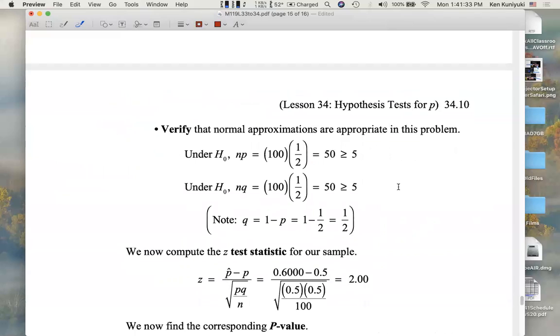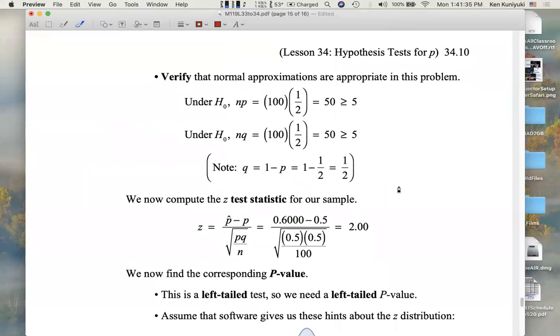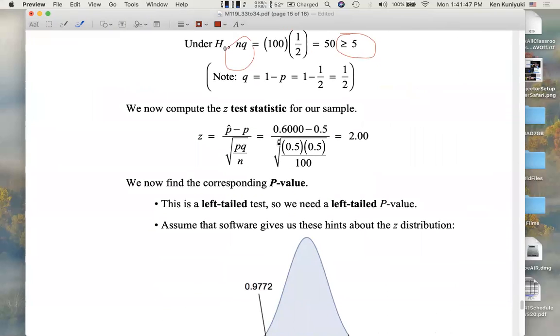But if you were to continue working it out, and I may have you work it out in further detail, I could have you work it all out mechanically. Again, verify that the normal approximations work out. Yes, NP and NQ are at least 5. We've seen that many times before. For the Z test statistic, it's the same expression that we had earlier. Again, we have 60 heads out of 100. So the Z score is still 2.00.